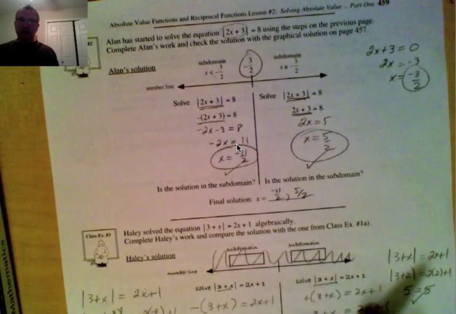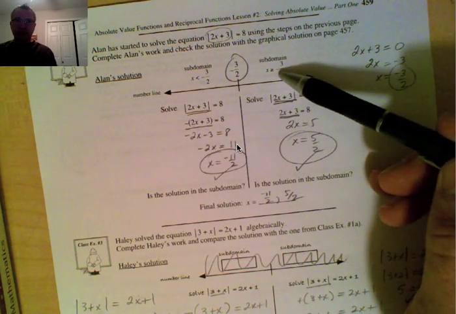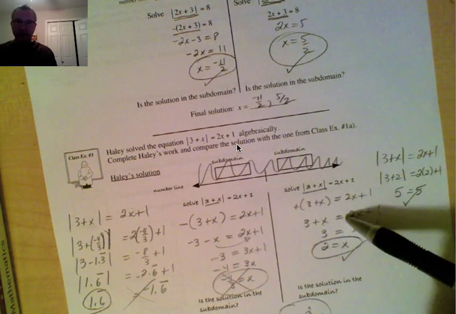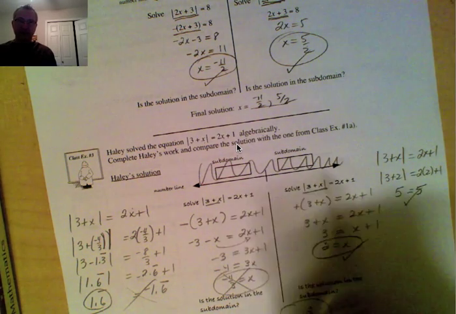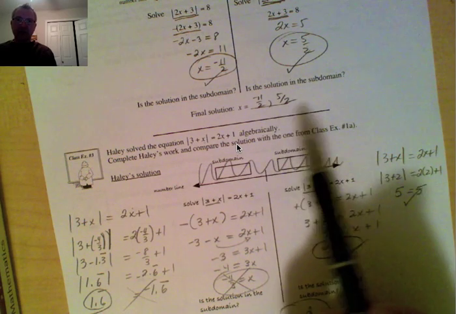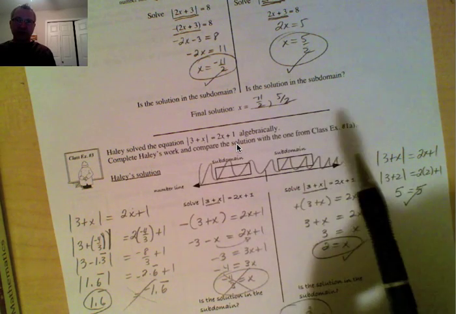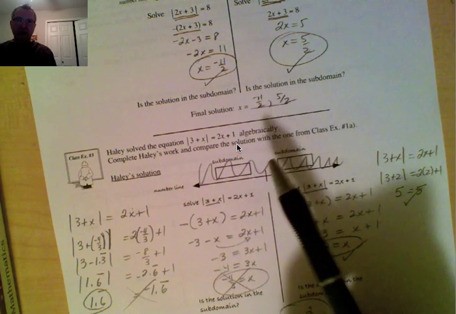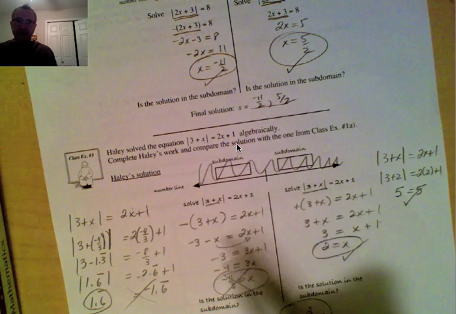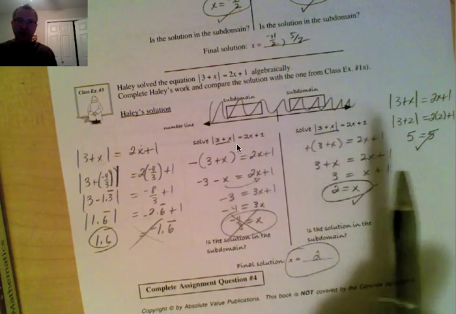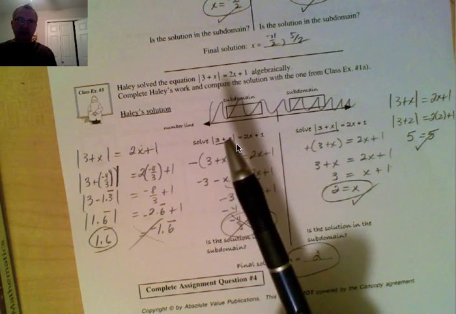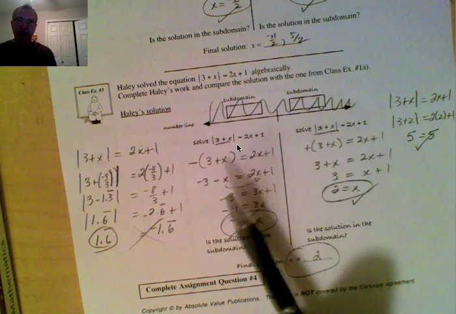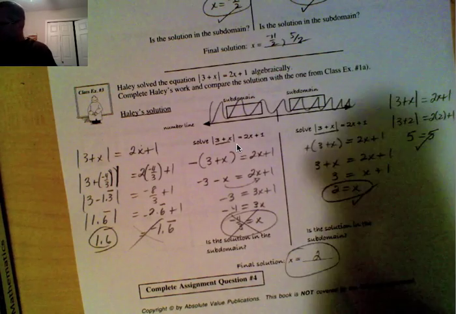Now I've showed you two methods. I've showed you how to do this with the subdomain, and I've showed you how to just make one of these negative and one of them positive, solve it, and check your answer. I prefer this second method because sometimes you can get confused with the subdomain and the number line, and that can cause you some problems. In the second method, there's really nothing to mess up. You just make what's in the absolute value bars negative, and you make it positive, you solve for x, you check it, away you go.